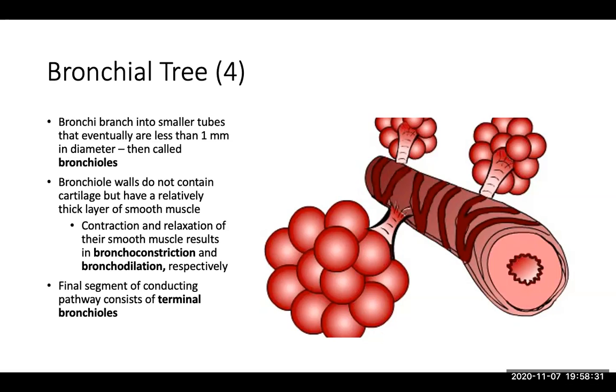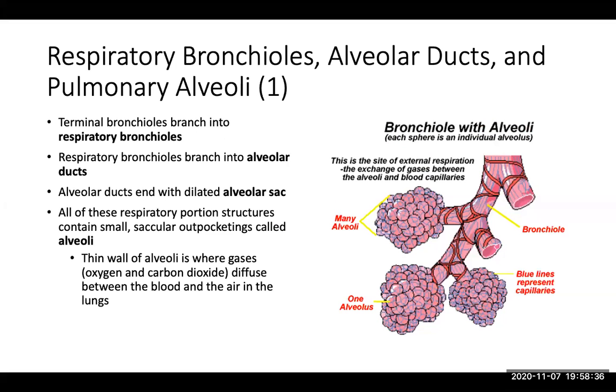And then the final segment of conducting pathway will consist of the terminal bronchioles. The terminal bronchioles will branch into respiratory bronchioles, and respiratory bronchioles will branch into alveolar ducts. Alveolar ducts will end with a dilated alveolar sac.